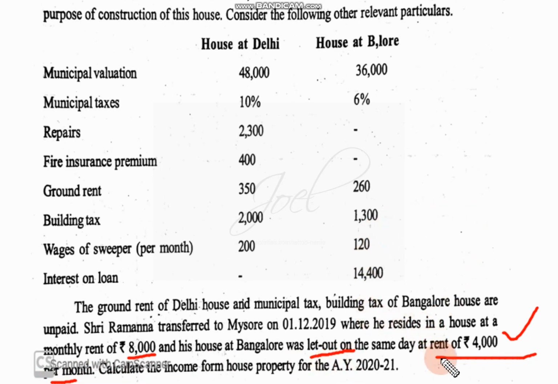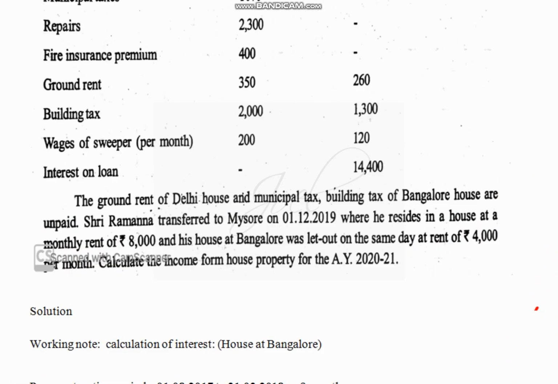See, one very essential piece of information we should know is that till 1/12 it was let out. That means for 4 months it was let out, and for the remaining months it was self-occupied. If it was self-occupied, annual value was nil, and only interest on loan we used to consider. Now we cannot do like that because it is let out for 4 months. So that information also we are supposed to consider. Now we'll see the solution.